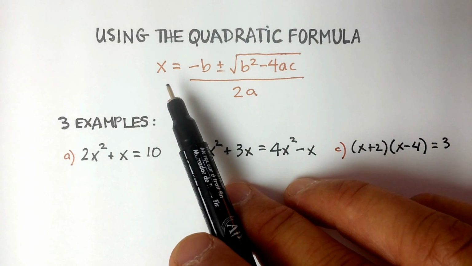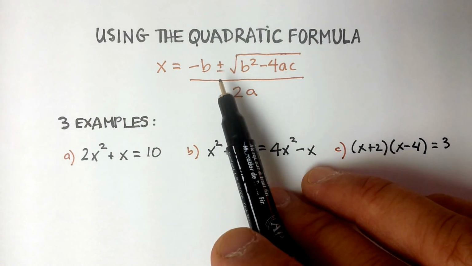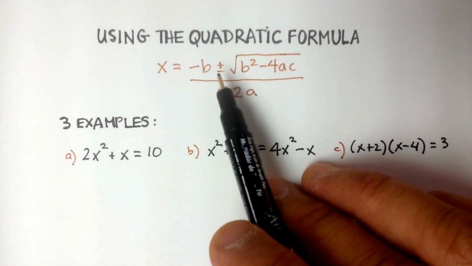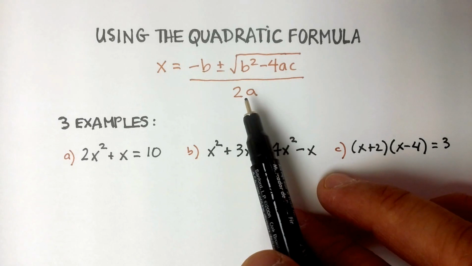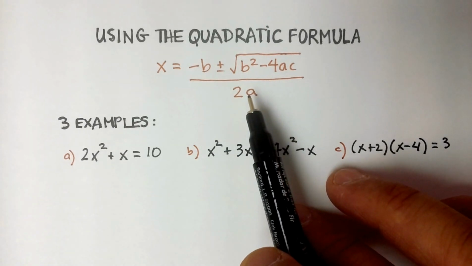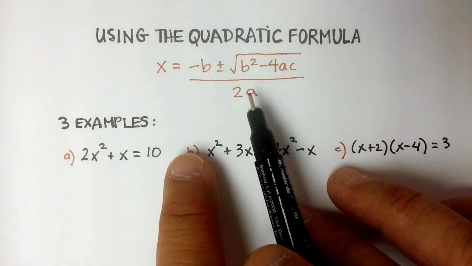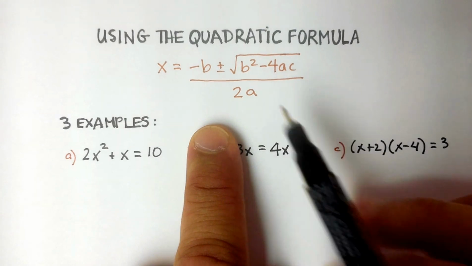You may remember this from previous classes, but x is equal to negative b plus or minus, and that's what this symbol means, the square root of b squared minus 4ac all over 2a. Now, where do those letters come from, and what do they mean? These letters come from the quadratic equation, okay?